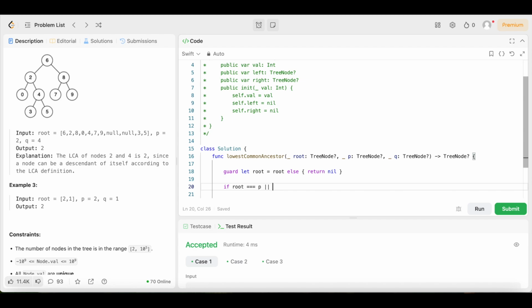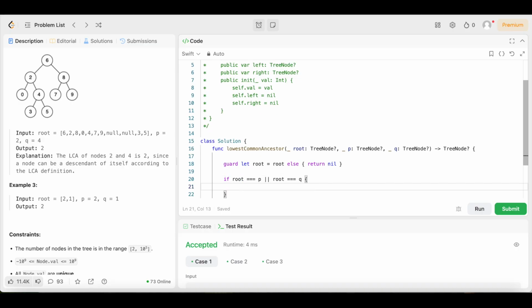Then we're going to say or root, three equal signs, Q, meaning it's the node that we're looking for because root and Q share the same object in memory. Just in case there were two nodes with the same value or something like that, this is making sure that they're the same object in memory. So then we come down here and we just say return root. Boom, just like that.